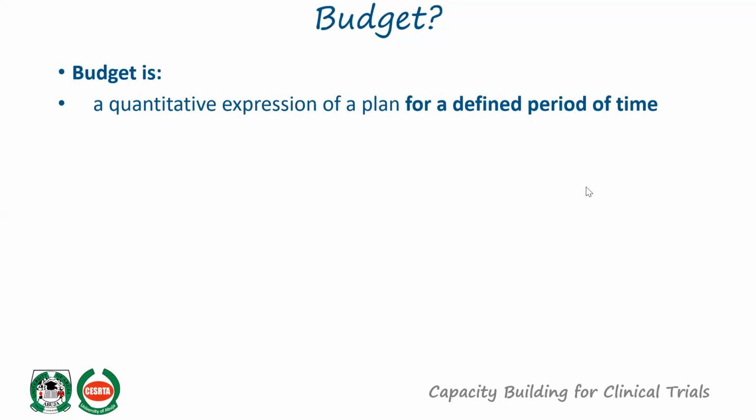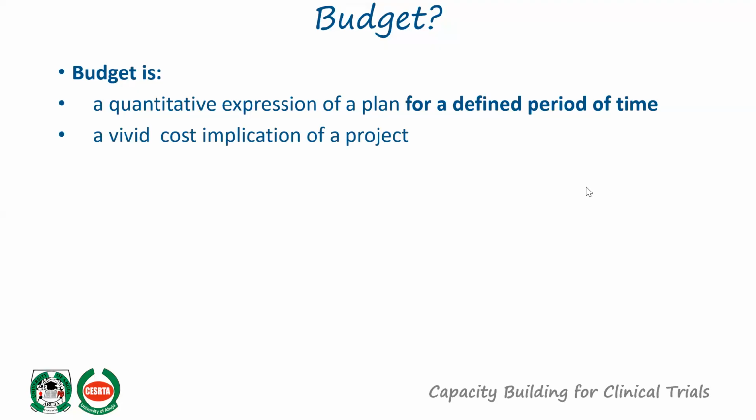Budget is a quantitative expression of a plan for a defined period of time. I always put this defined period of time because for every budget, for a clinical trial or anything we want to do, there should be a start time and end time that defines what we're going to use it for in that period. Then, a valid cost implication of a project.